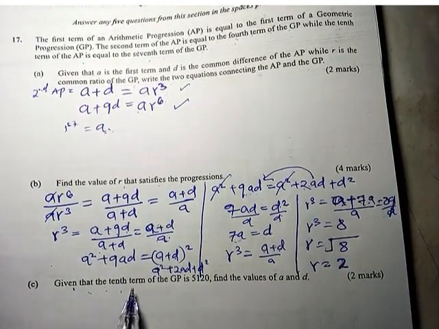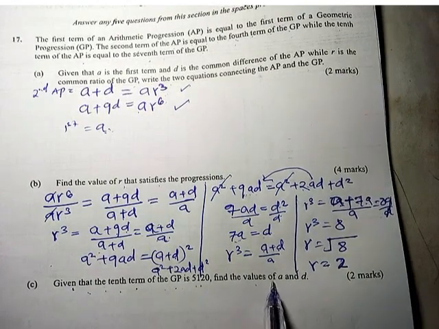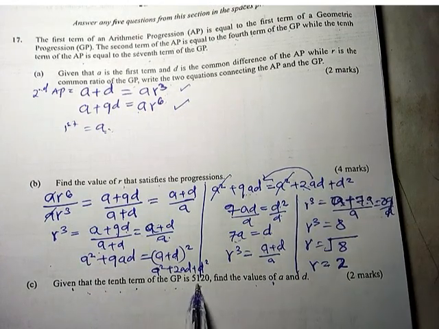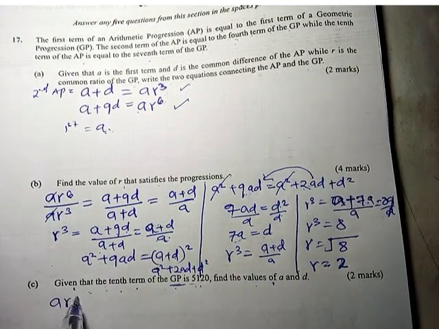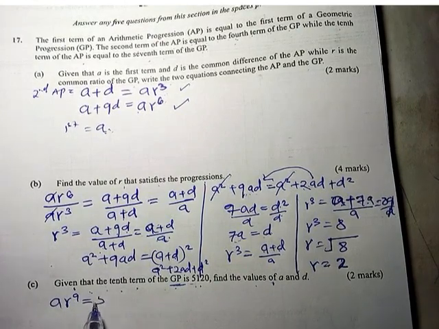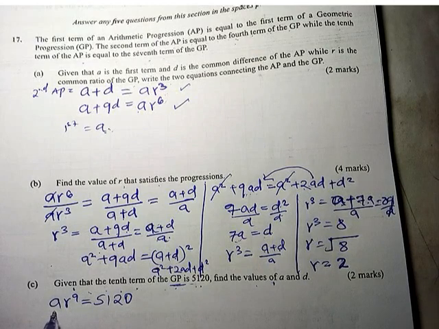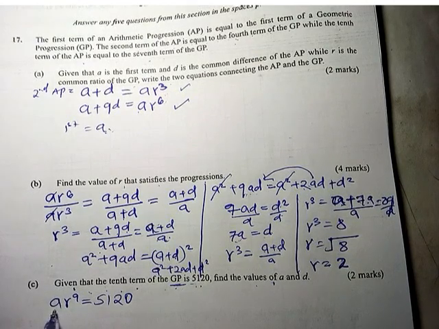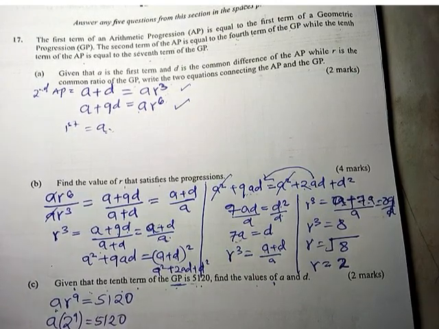Given that the 10th term of the GP is 5120, find the values of A and D. The 10th term of the GP is AR^9, which is equal to 5120. We know R, and we are looking for the first term, so A times 2 raised to power 9 is equal to 5120.